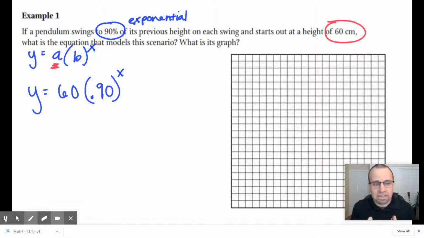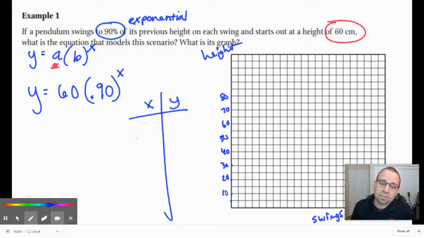In other words, if I wanted to use the 1, I could write it as 1 minus 10% because it's losing 10% of its height every time for a total of 90%. So you could write it as 1 minus 10%, or you could write it just as 90%. And I'm going to leave it at 90%.